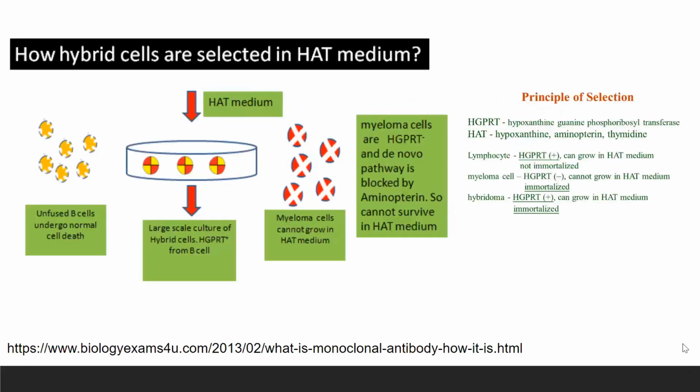The HAT selection media that is used in this case is named after its components, which are hypoxanthine, aminopterin, and thymidine. Hypoxanthine and thymidine are precursors to nucleosides, while aminopterin is the inhibitor of the main nucleotide synthesis pathway. In this media, only hybridoma cells can grow. Any other cells will not grow in this. So using this medium, you can isolate only hybridoma cells.